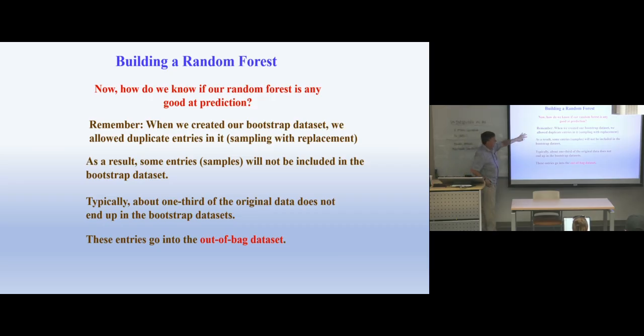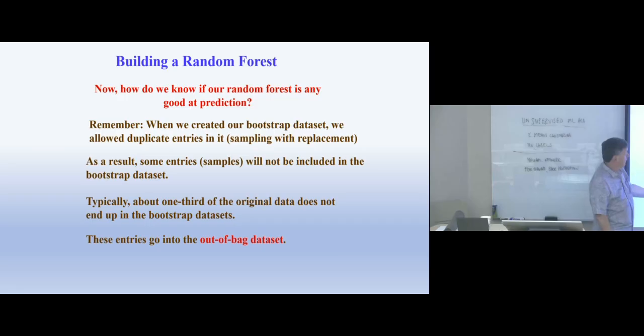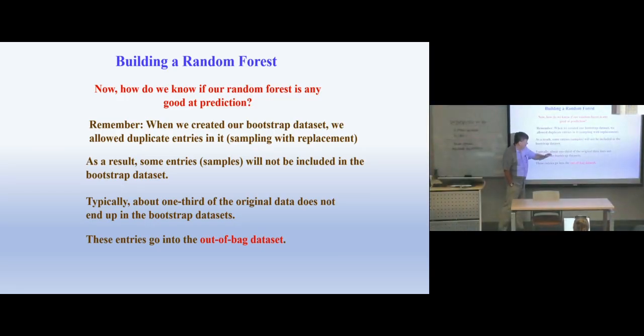Okay, now we allow duplicates, so some entries or samples will not even be included. As a matter of fact, if you have large data sets, which you will have, about 1/3 of the original data in instances won't end up in the bootstraps because of the replacement. That's pretty standard. It's not a mistake. It's just statistics. Okay? Put those entries into an out-of-bag data set.